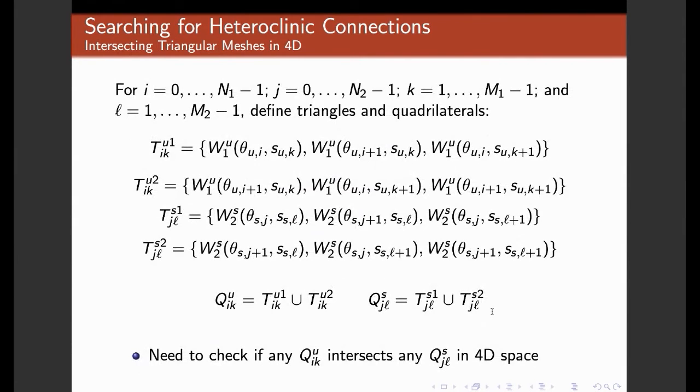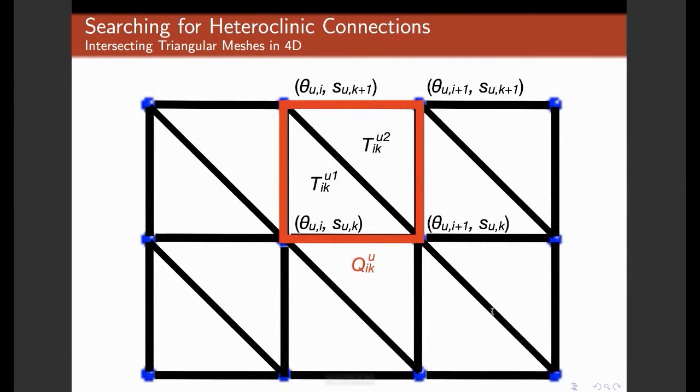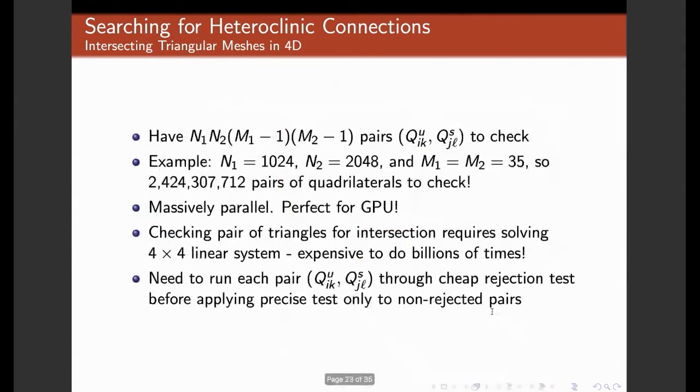So now, first step, we define lots of triangles and quadrilaterals. These are the vertices on each of them. And we need to check if any quadrilateral on the unstable mesh intersects any quadrilateral on the stable mesh. And remember, this is all in 4D space, so it's a little more complicated. This is just a graphical representation of what this looks like. You can see each QU is made up of a TU1 and a TU2, where the vertices of these triangles and quadrilaterals are given here.